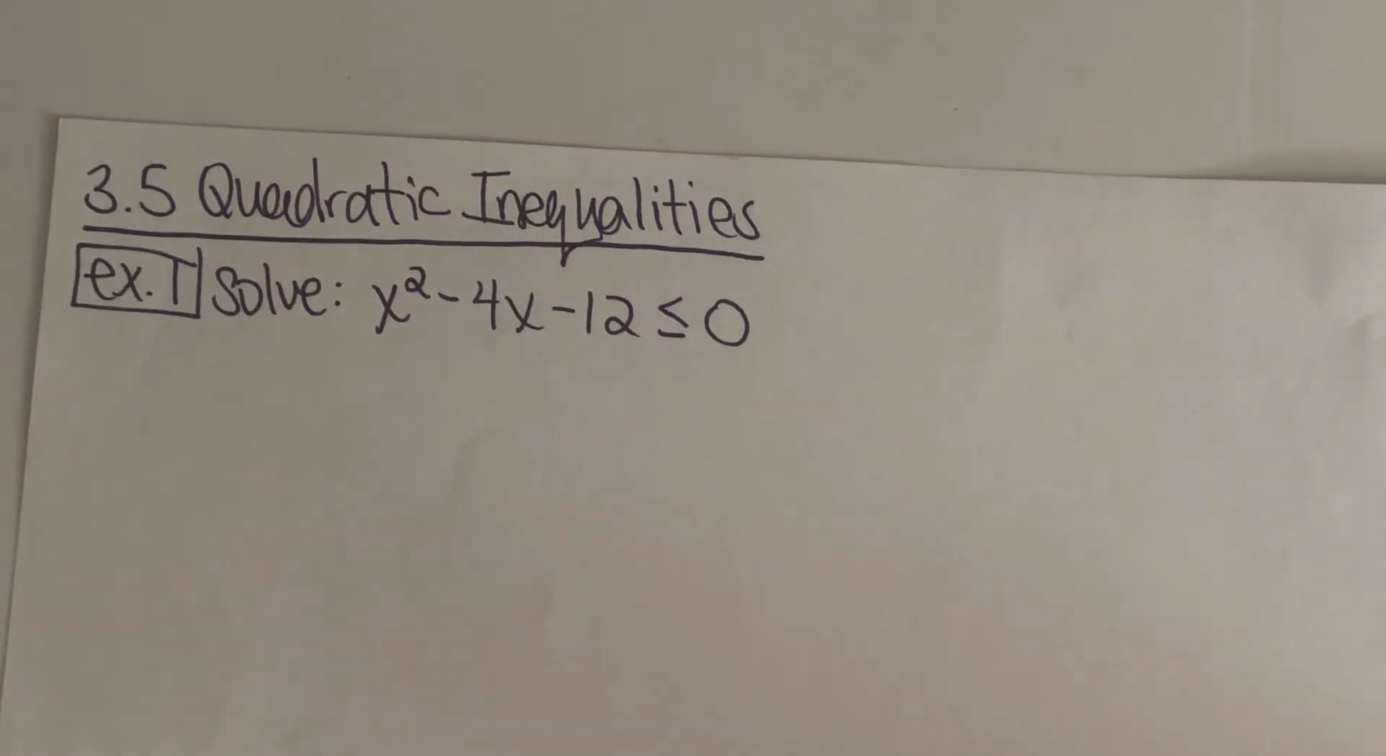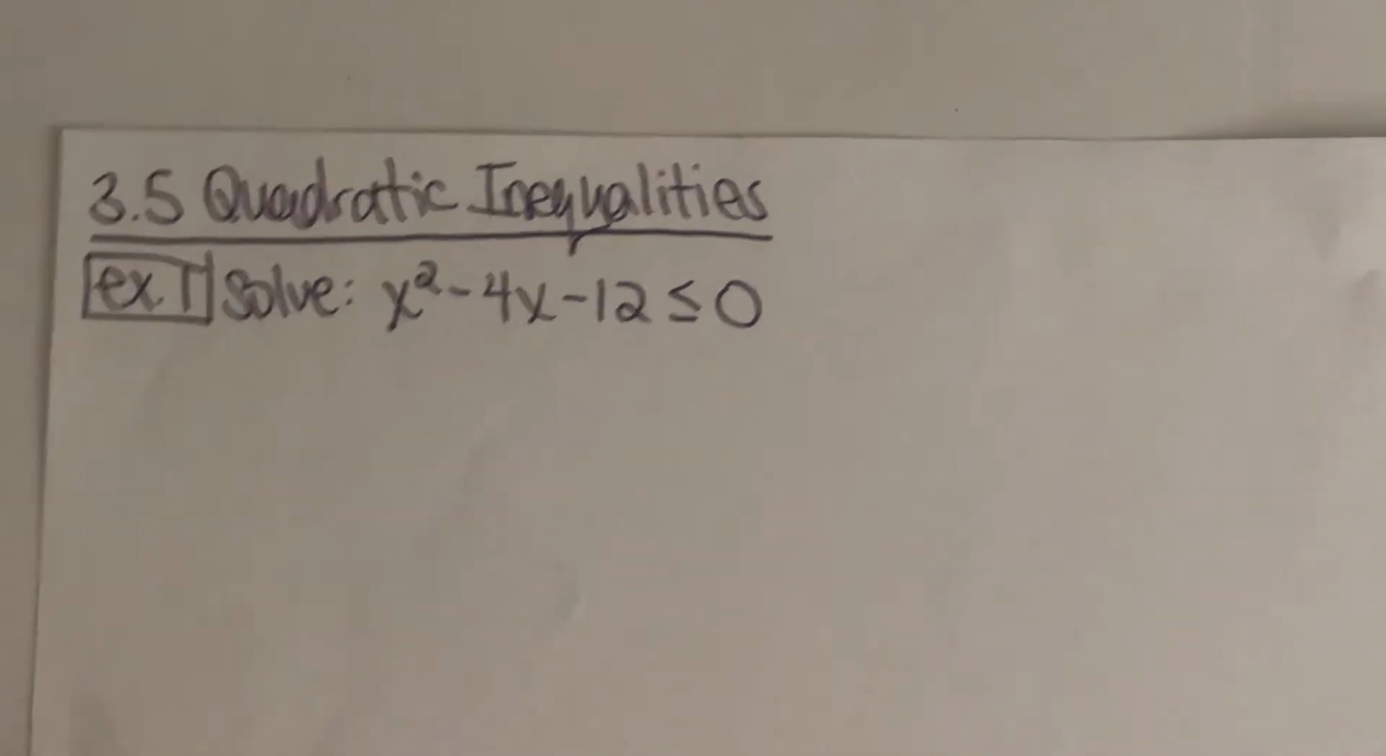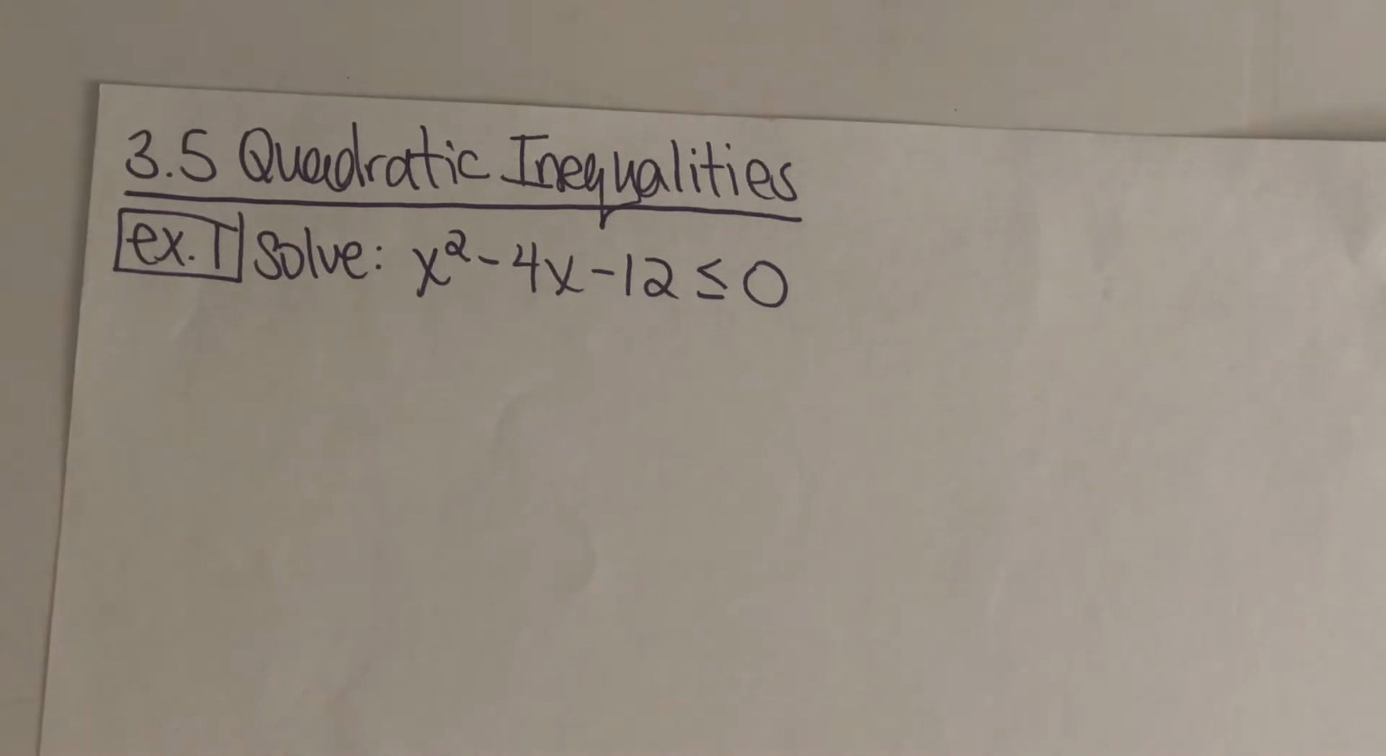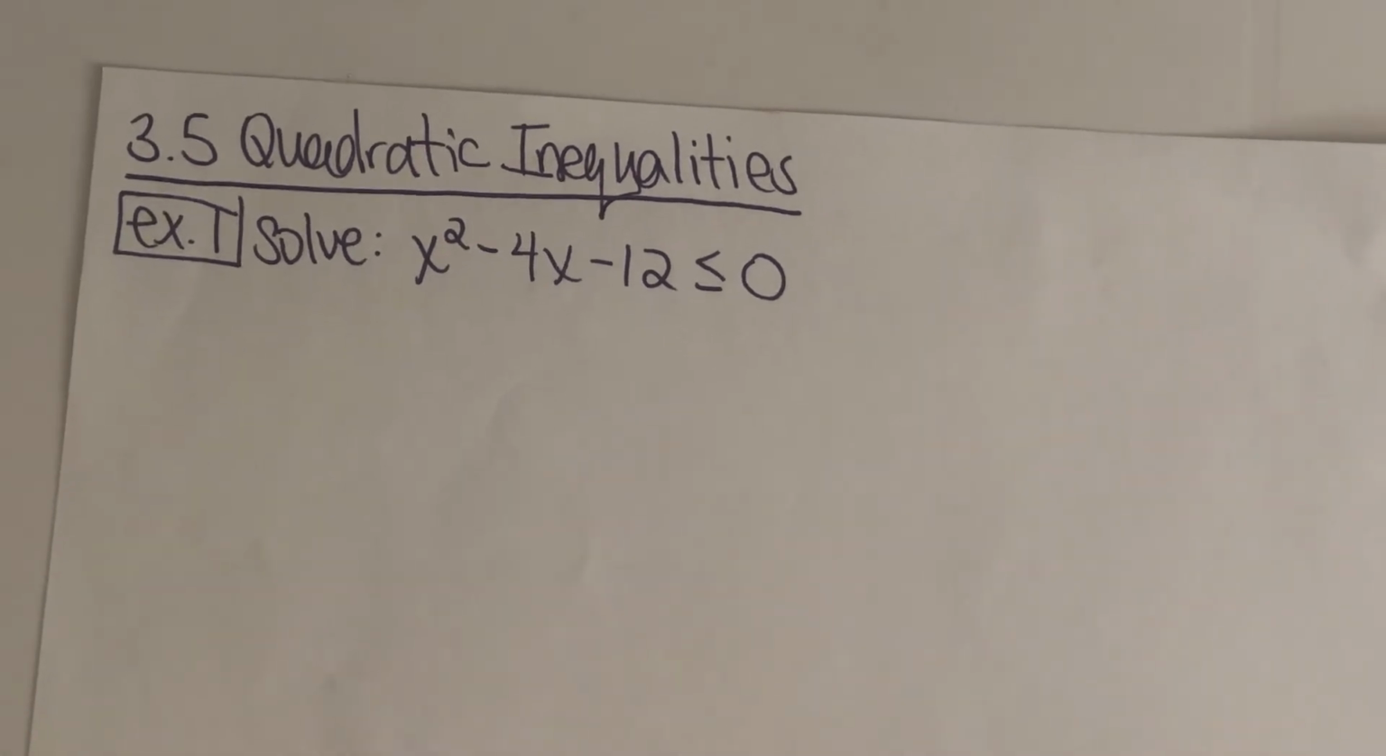All right, 3.5 is super short. That's why we're doing it with 3.4. They're both kind of independent. This one, I'm going to give you a little bit of notes, just this one example. So pause me and just write this stuff down.